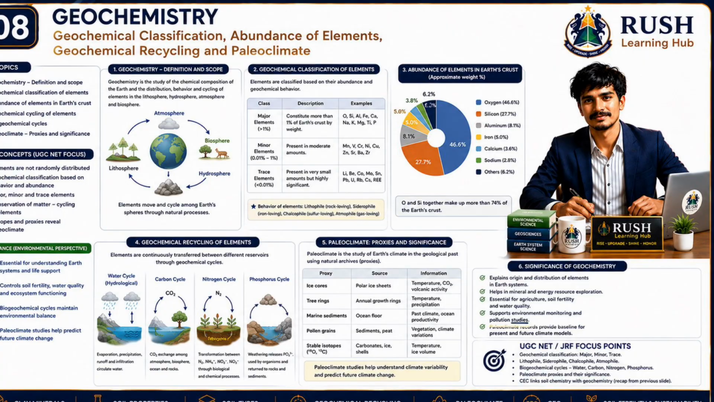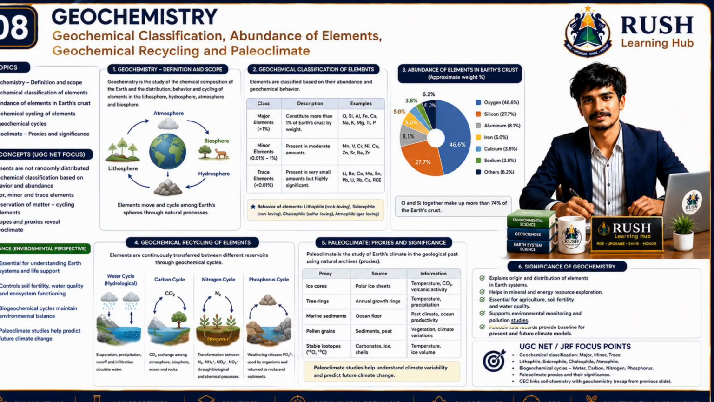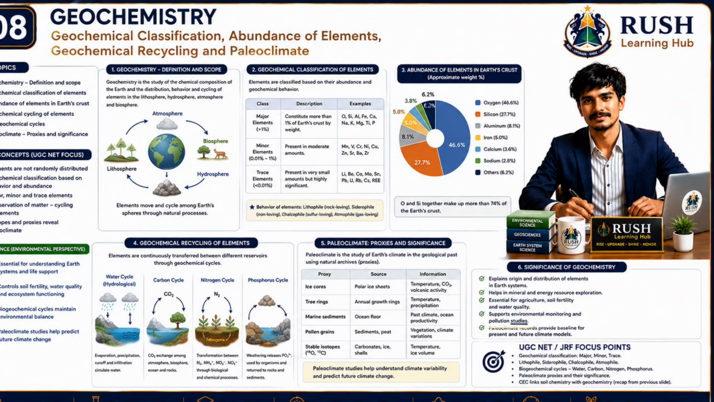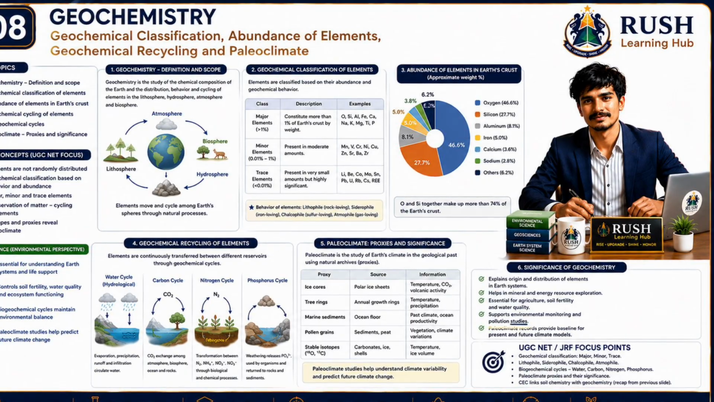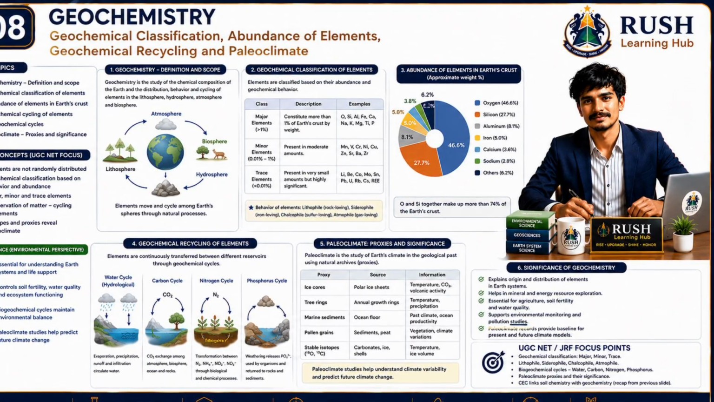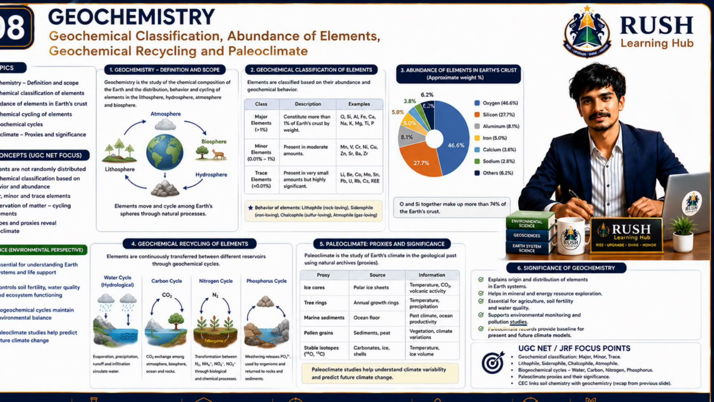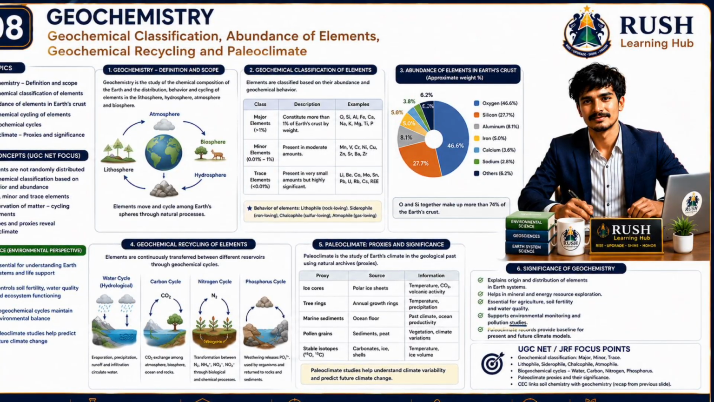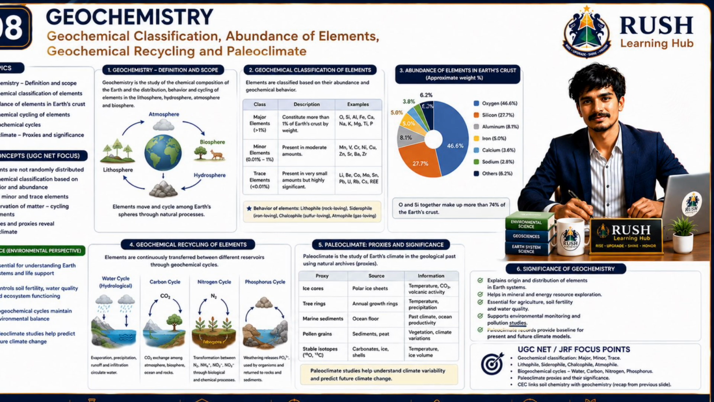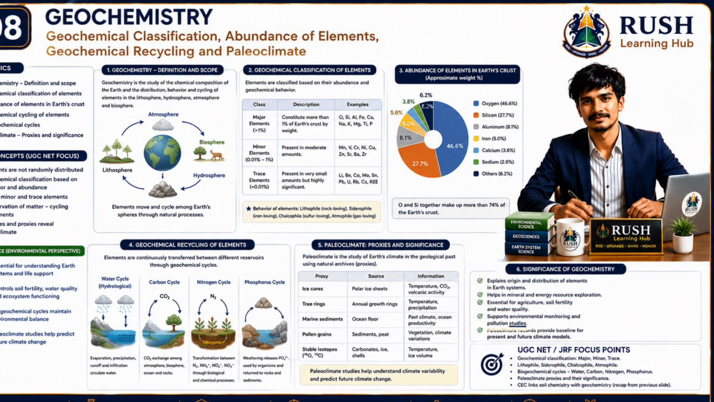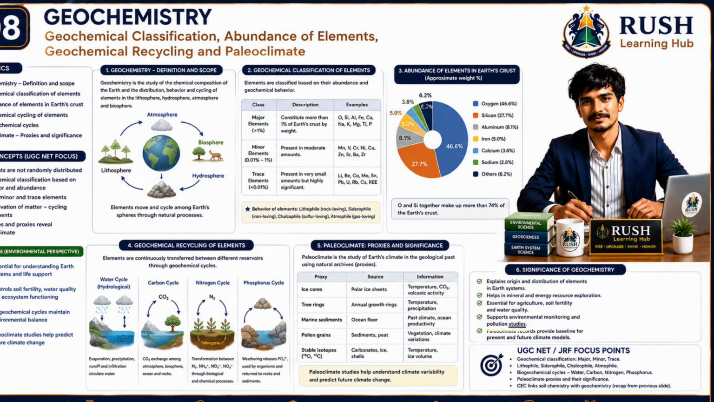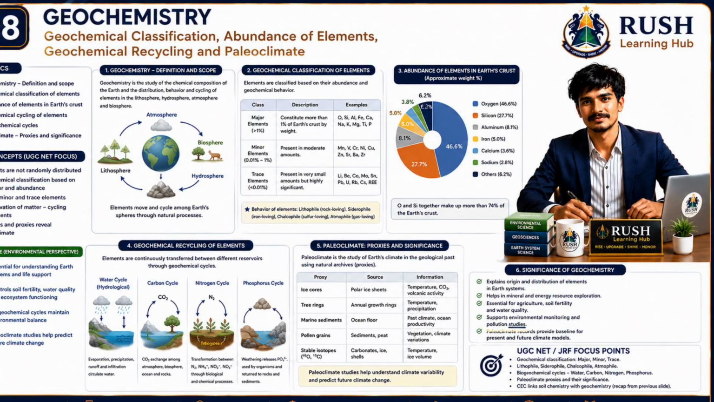Geochemical recycling: water cycle, carbon cycle, nitrogen cycle, and phosphorus cycle. Proxy indicators of paleoclimate: ice cores, tree rings, marine sediments, pollen grains, and stable isotopes. Significance of paleoclimate studies. These concepts are highly important and are frequently asked in UGC NET and JRF examinations.